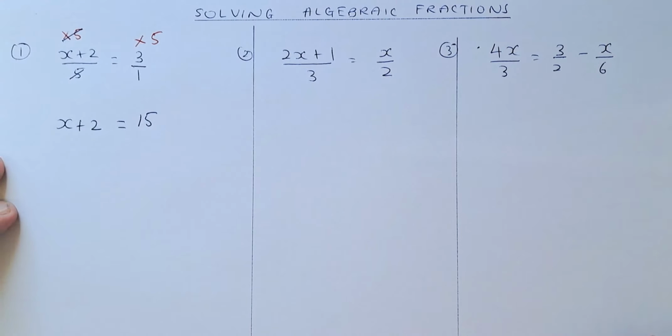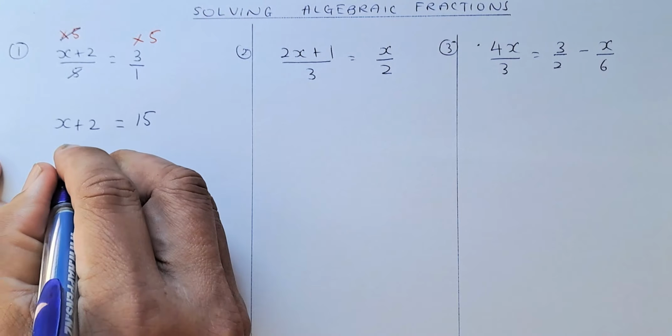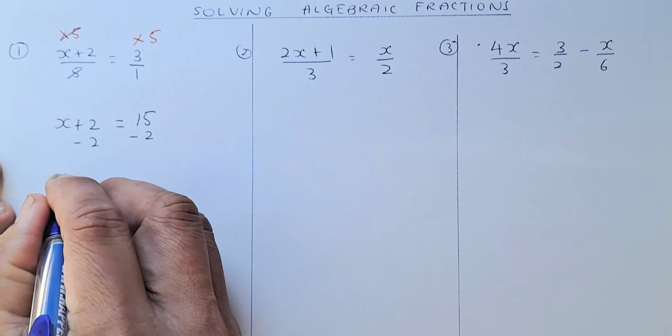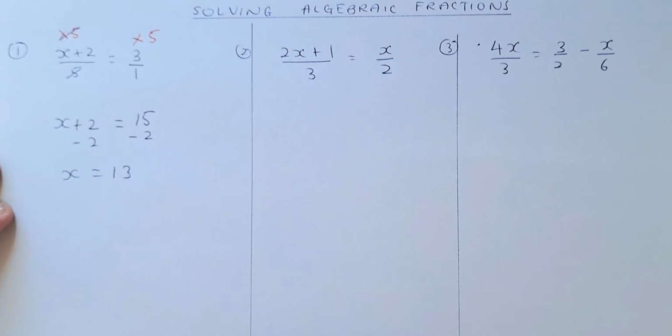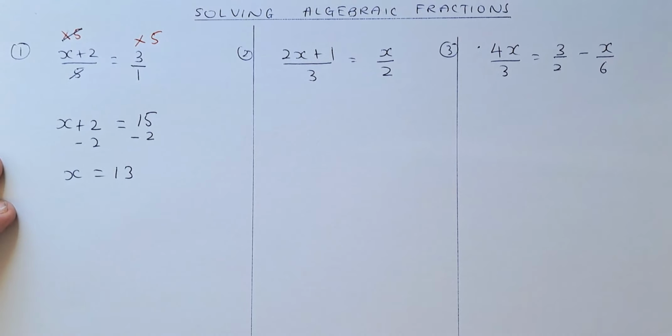Once you have done that, it's going to be easy. So you minus 2 on both sides. So x equals 13. Okay, let's look at the second example.